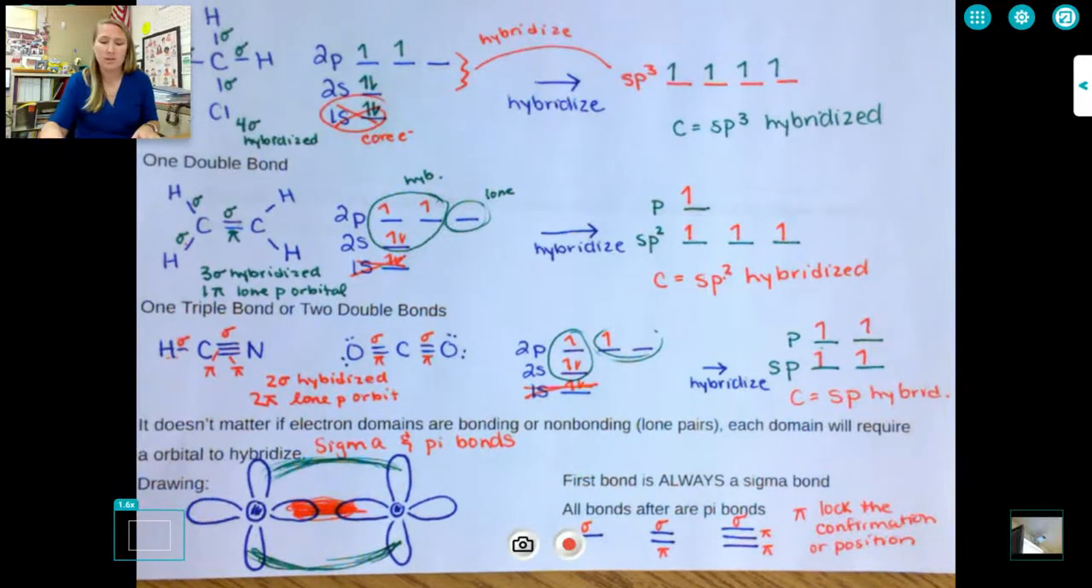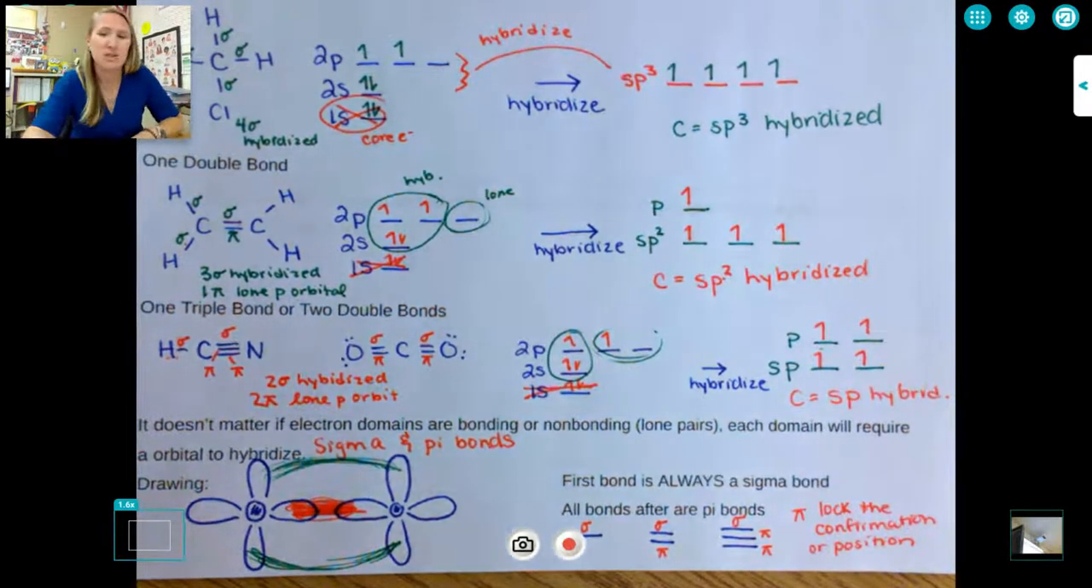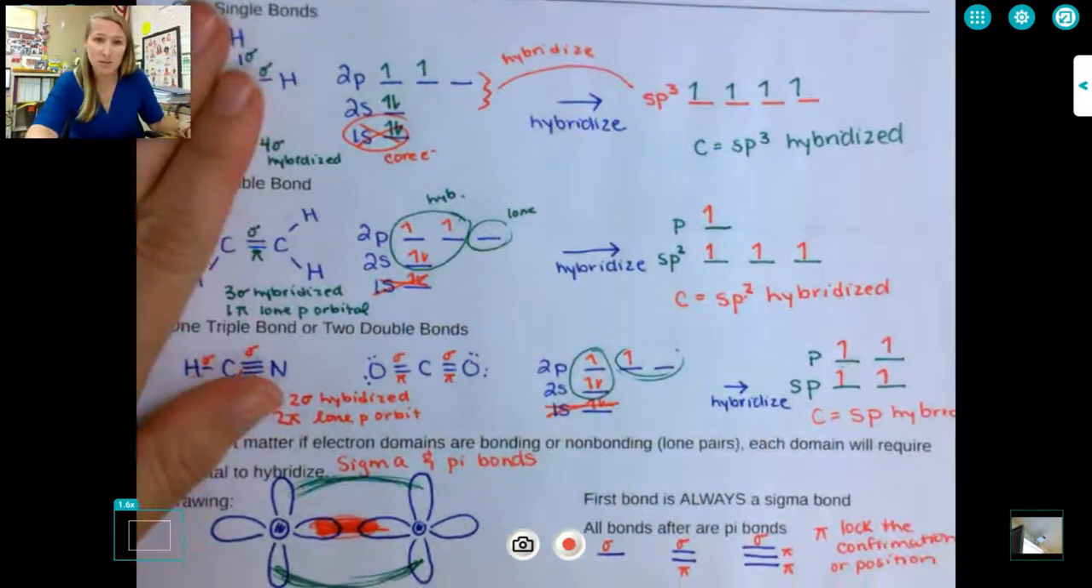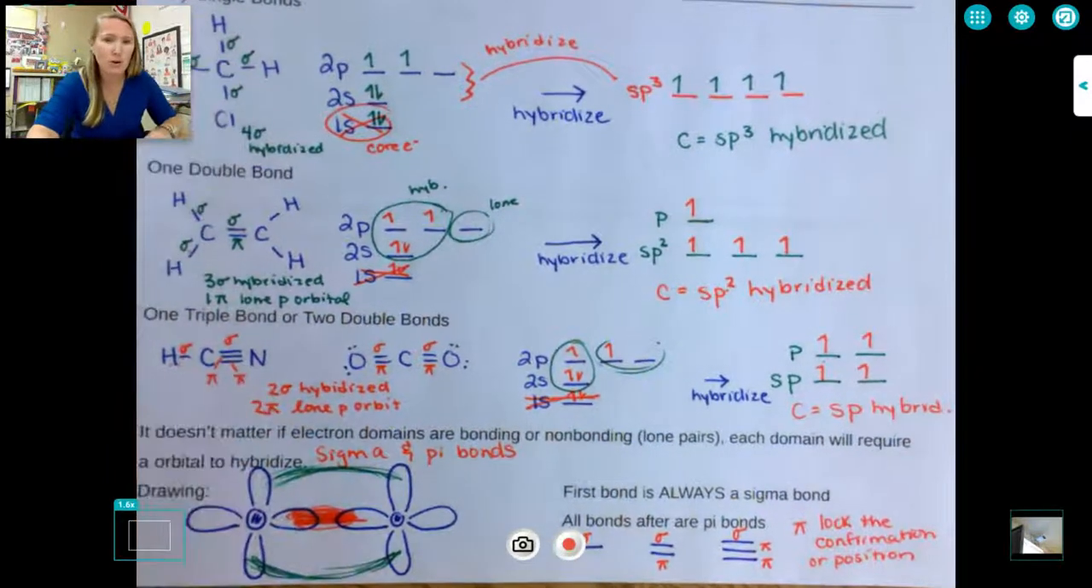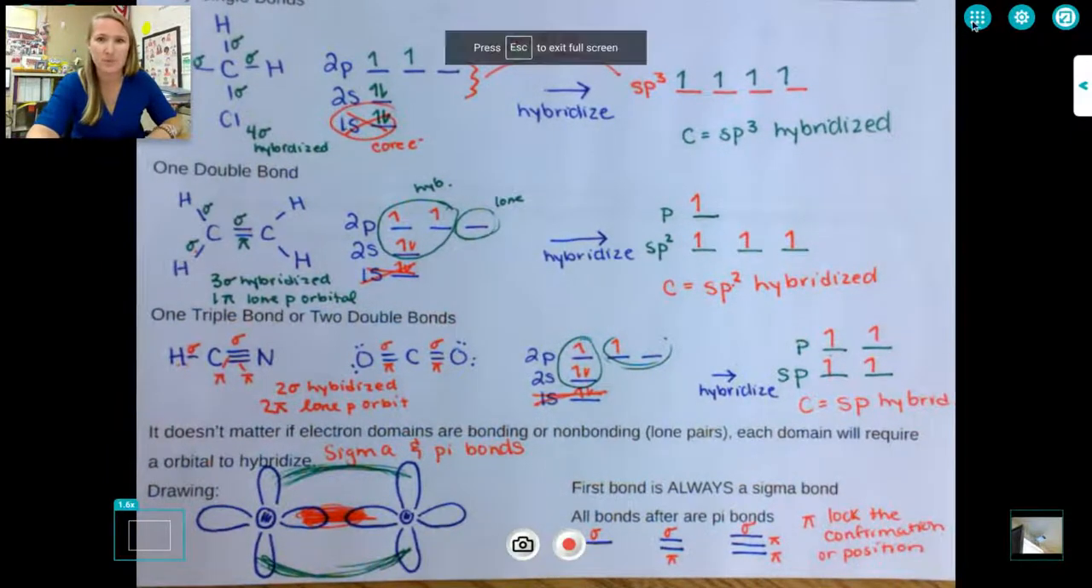Whew. That was a long bunch of notes, but good information. And even if this was like, Missy, I don't know what you're talking about, we'll practice this a whole bunch more. We'll label bonds in class tomorrow.